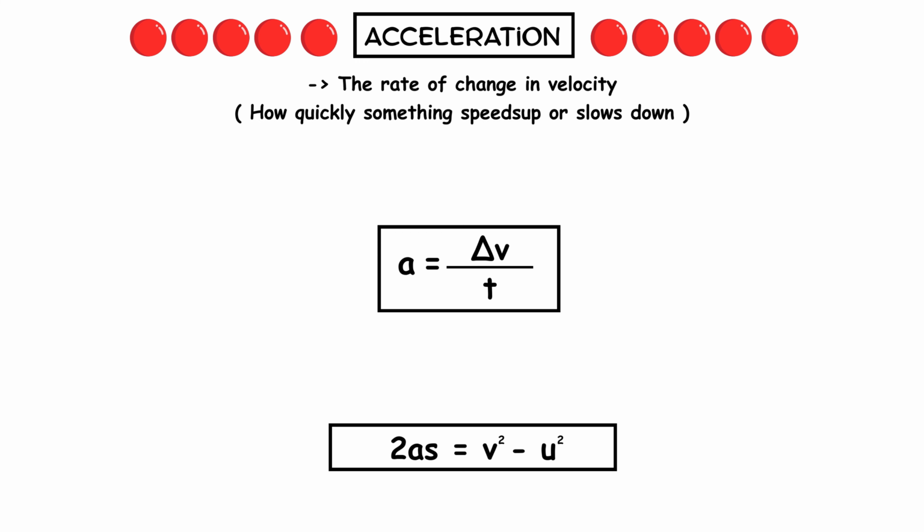In some cases, you might see delta V written in the form of V minus U, where the letter V represents the final velocity and the letter U stands for the initial velocity. By subtracting the initial velocity from the final velocity, we are able to determine how much the velocity has changed over the given period.